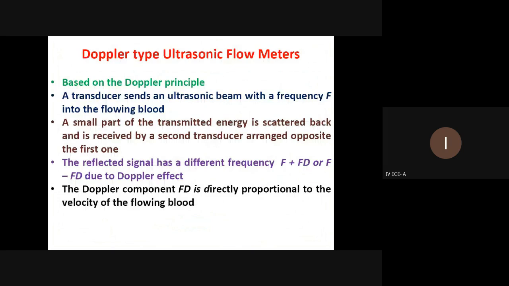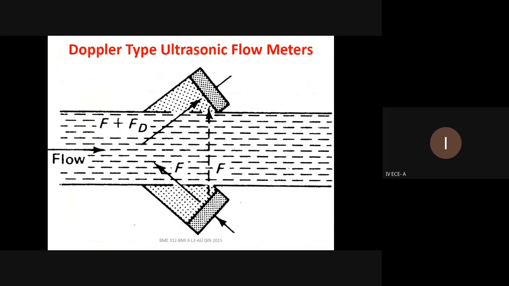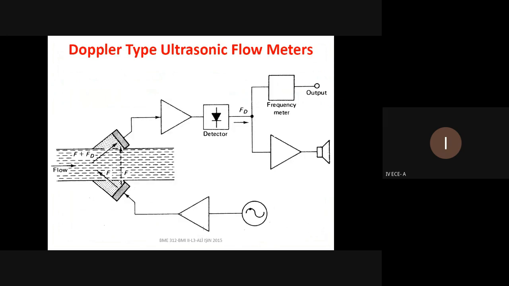Then the Doppler type. It consists of an oscillator operating at a frequency in the megahertz range, and it excites a piezoelectric transducer. The transducer is mounted to the wall of an exposed blood vessel, and it transmits an ultrasonic beam with a frequency F into the flowing blood. So here we have seen from this diagram.